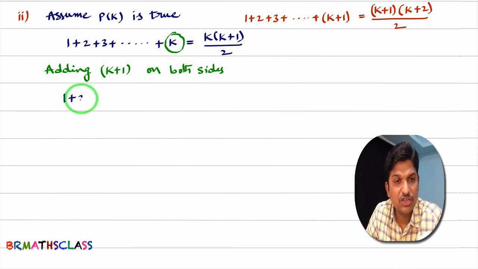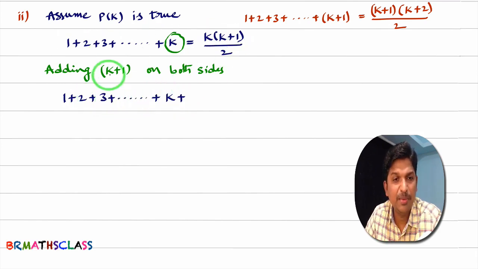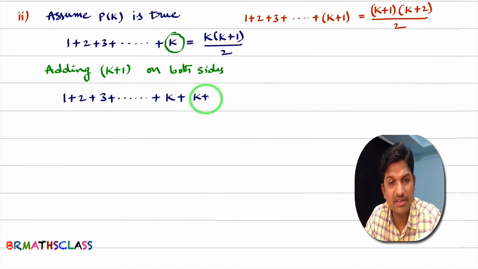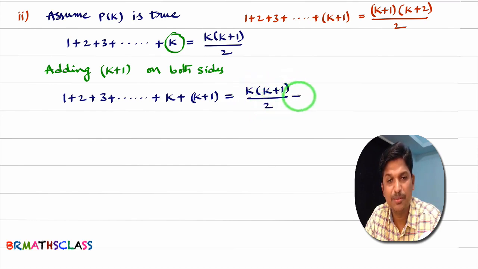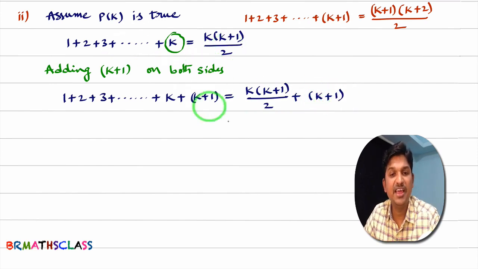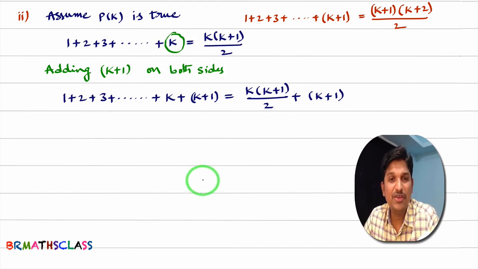Okay. 1 plus 2 plus 3 plus and so on plus k. See, after this step, I am adding k plus 1 on both sides. Adding k plus 1, equal to k into k plus 1 divided by 2 plus k plus 1. What happened? After this step, I added k plus 1 on both sides. Now, what are we trying for? We are trying to prove P of k plus 1 is true. I am trying to prove this statement. You see, 1 plus 2 plus 3 plus and so on plus k plus 1.